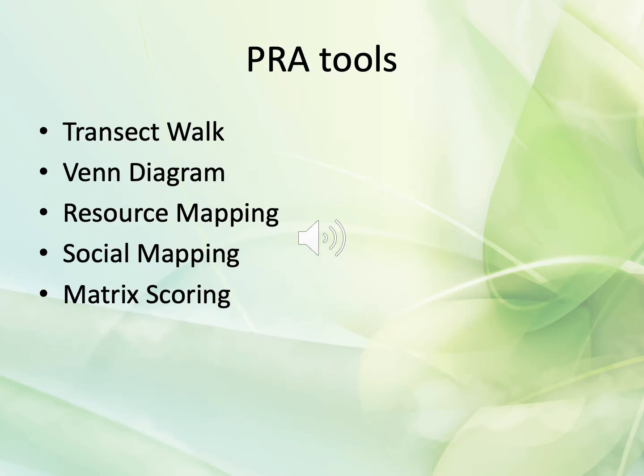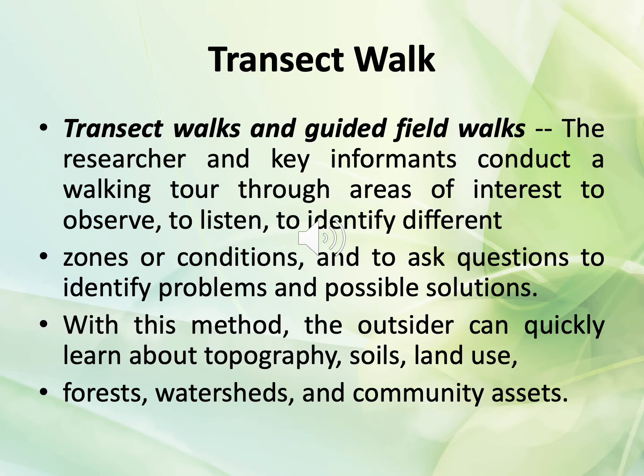There are various PRA tools. For example, transect walk, Venn diagram, resource mapping, social mapping, matrix scoring, etc. Let us learn about transect walk. In transect walks and guided field walks, the researcher and the key informants conduct a walking tour through areas of interest to observe, to listen, to identify different zones or conditions, and to ask questions to identify problems and possible solutions. With this method, the outsider can quickly learn about topography, soils, land use, forest, watershed, and community assets.